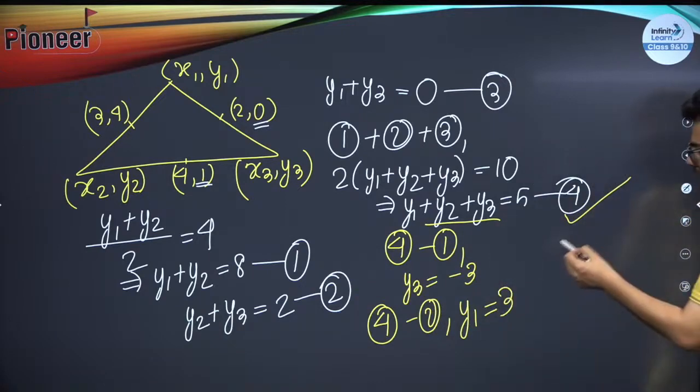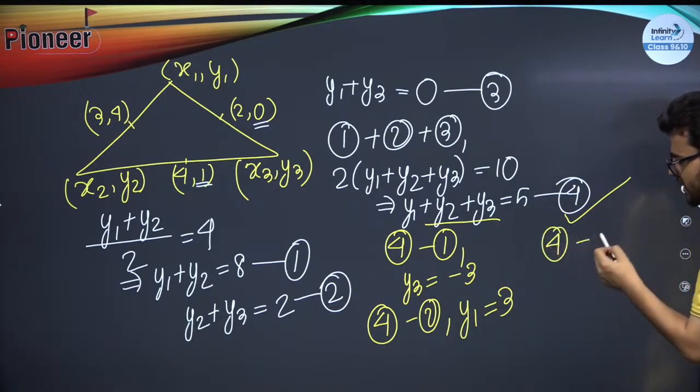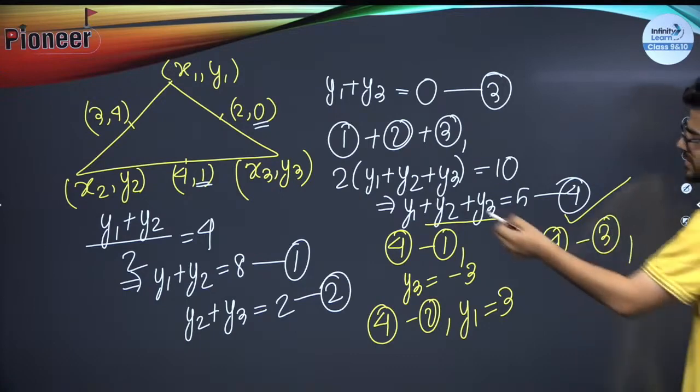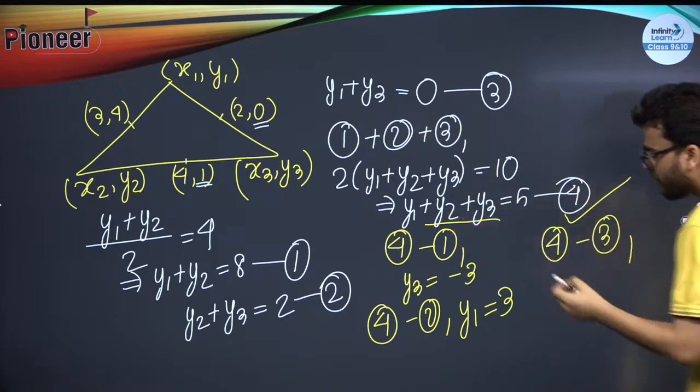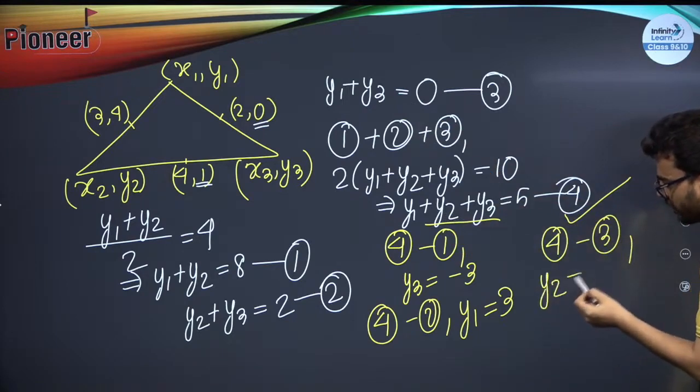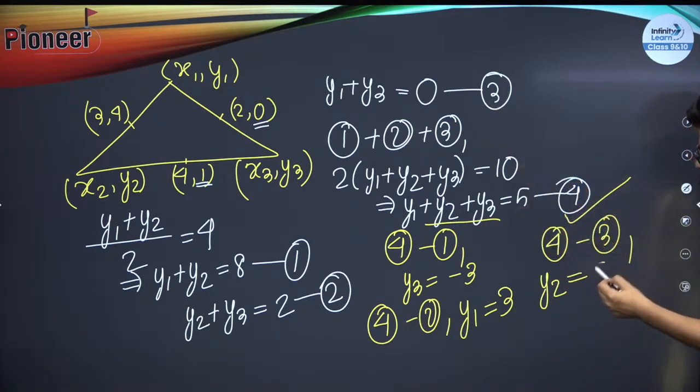In the same manner, can I not do equation 4 minus equation 3 over here? So you see y1 plus y3 will be cancelled out. So we'll get y2 over here. So y2 will be what, guys? That is 5 minus 0, that is 5 only. I hope this is clear up till here.